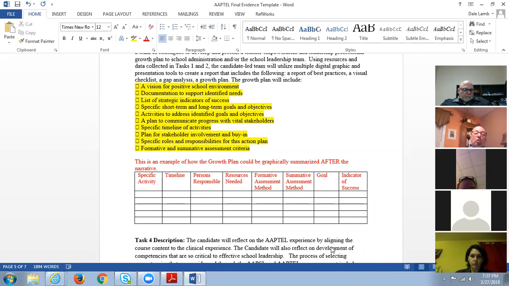graphically. You're going to show us the activity. When is it going to happen? Who's responsible for it? What are you going to need to get this done? What is the formative assessment method with whatever the activity is? Summatively, how are you going to assess this? What is the goal? And then how are you going to know what is the indicator that you've accomplished what you need to accomplish? You're going to do that for all 10 of those areas.